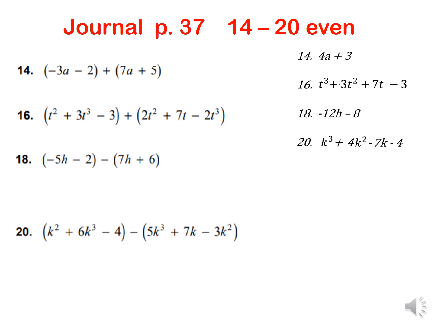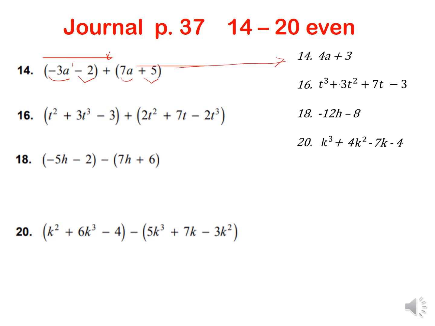Okay, so the first one I noticed is a plus, so I can just combine my like terms. My highest degree is 1, so I'm just going to combine the negative 3a and the 7a, and I'm going to combine the negative 2 and the 5. And that is the answer.